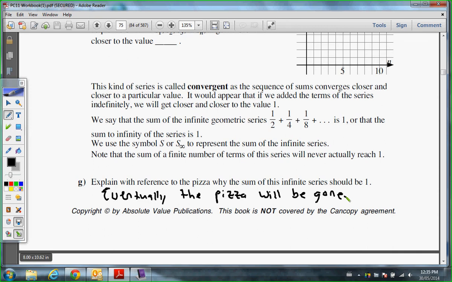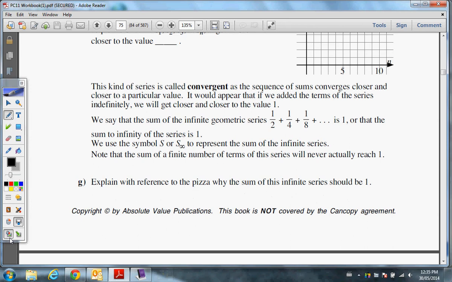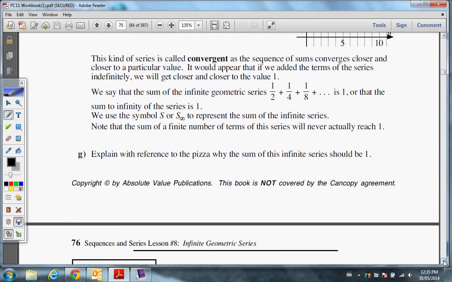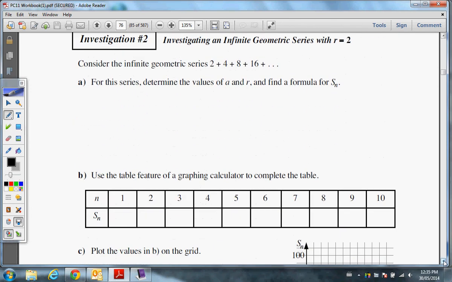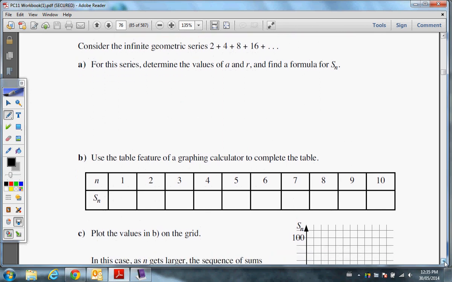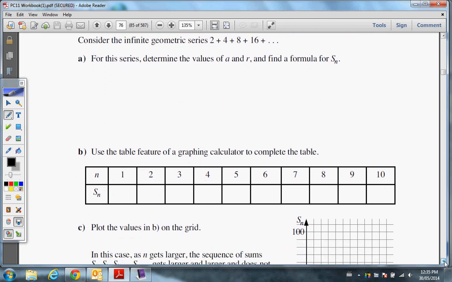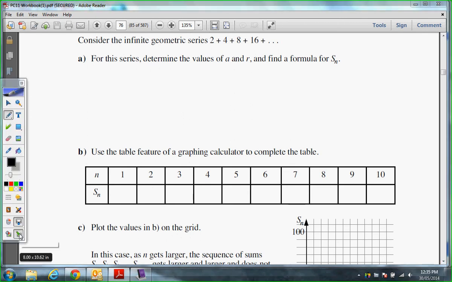Okay, and we're going to talk about the other kind here. There's two kinds, convergent and divergent. So we're going to talk about divergent. Okay, so investigation 2. Our R is 2 this time. Consider the infinite geometric series of 2, 4, 8, 16. So for this series, determine your A is 2, your R is 2.